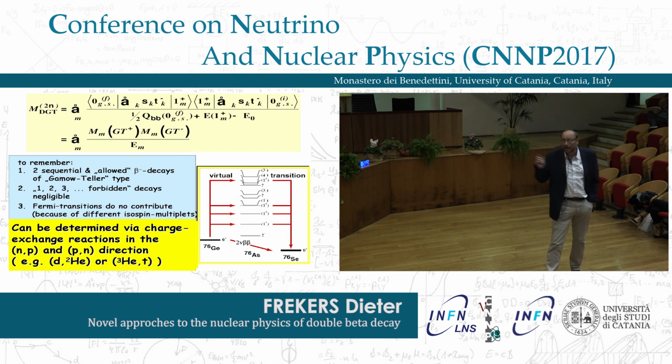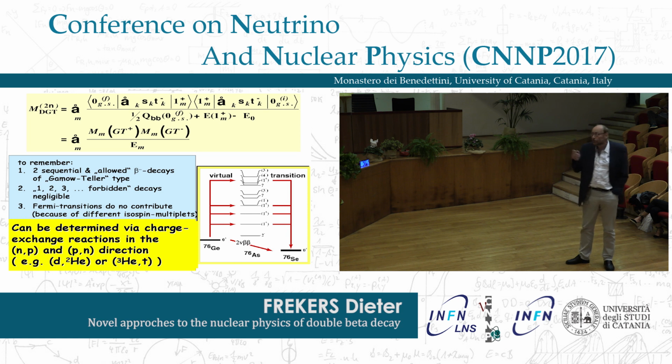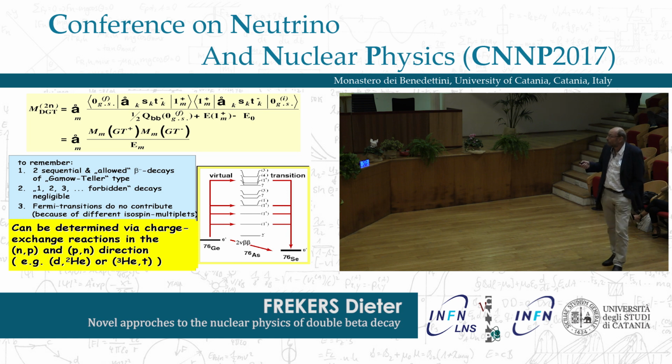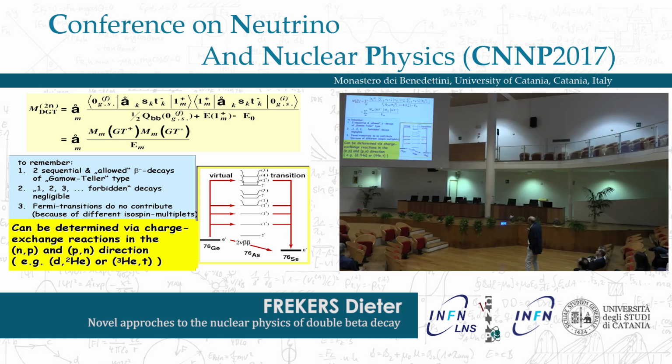Forbidden decays are not there. Fermi transitions do not contribute because they have different isospins. These matrix elements can be determined by charge exchange reactions in the pn direction, or helium-3T, and the np direction. So by looking at the same levels and putting them together, you have the matrix element.